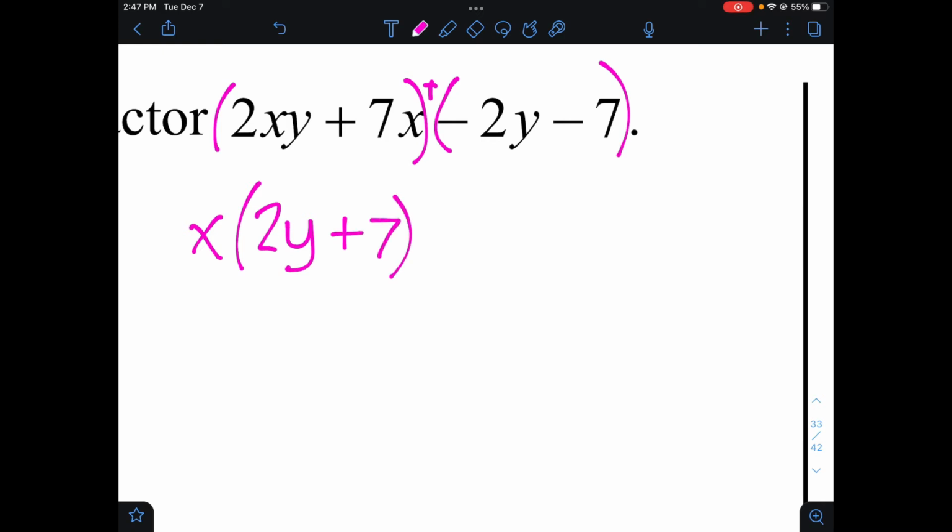All right, my next 2 terms, they actually have nothing in common to factor out other than they're both negative. So I'm going to factor out a -1 because we always have to factor out something. Even if it's just a positive one, you have to factor something out when you factor by grouping. So when I pull that -1 out, I'm left with a positive 2y plus 7.